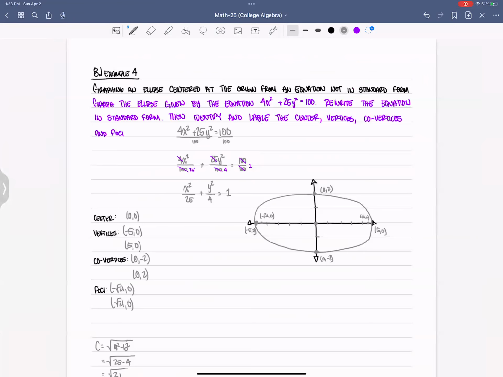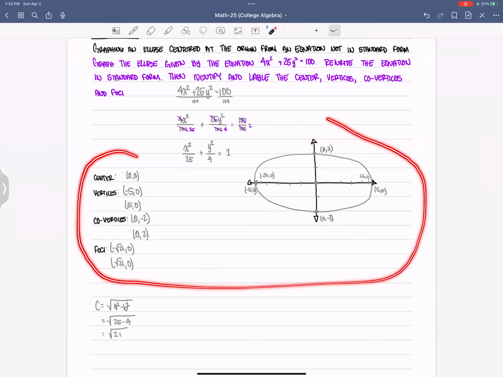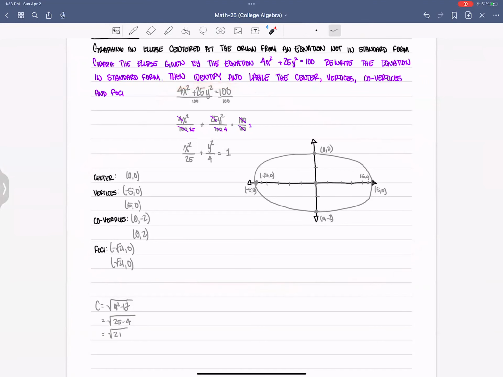There we go. So our solution is a combination of all of this, including putting it in standard form, which was just some of the work we needed in order to do it. But that's it. If you have any questions, please feel free to ask. Otherwise, bye.